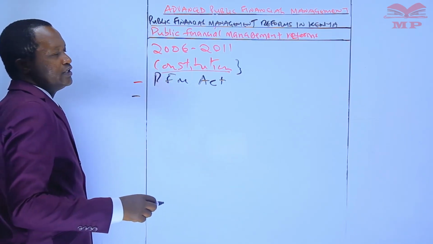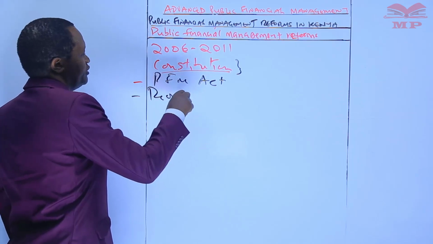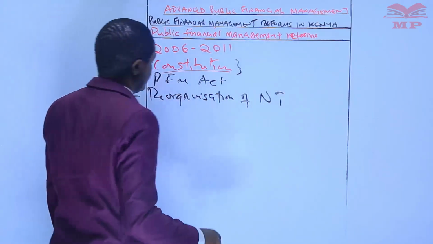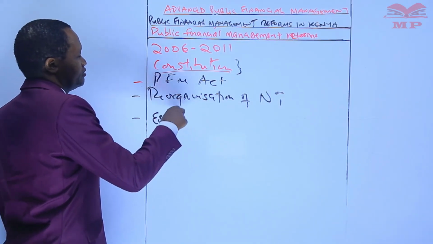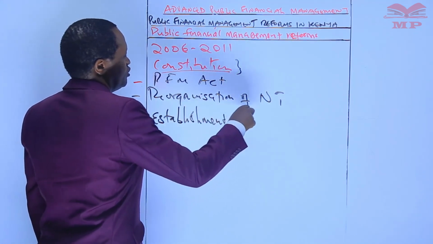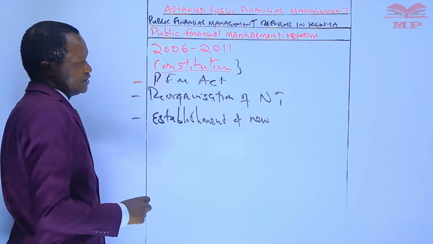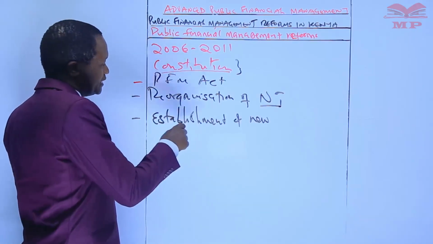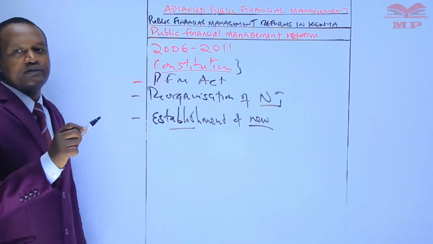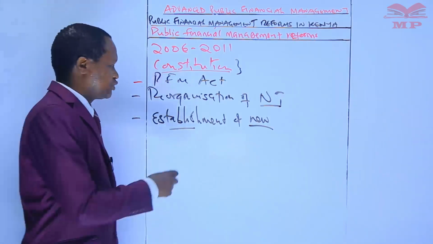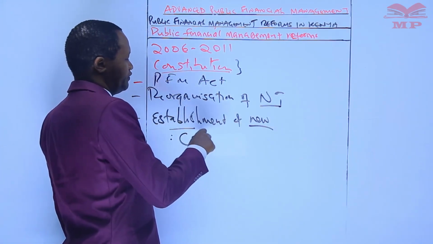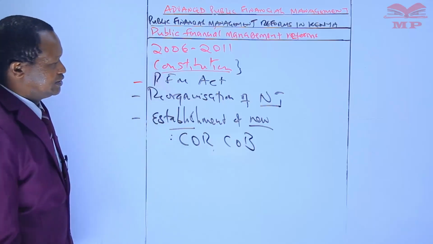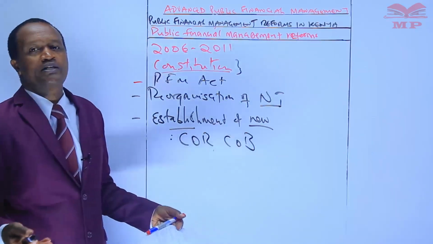Through the constitution, there was also the reorganization of the National Treasury, and also establishment of new institutional bodies. So the National Treasury under the new constitution is reorganized. Then there is establishment of new institutional bodies or institutions like the Commission on Revenue Allocation. We have the Controller of Budget. All right? These are new institutions that were formed under the new constitution.